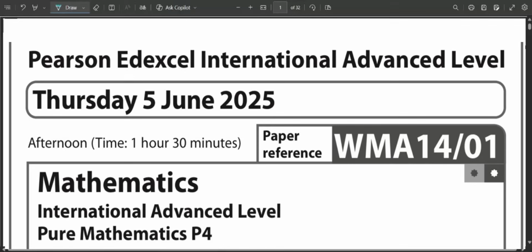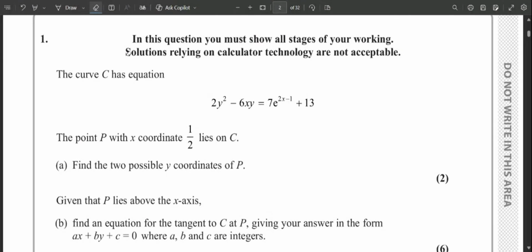Welcome to Exam Essentials. Today we will be discussing the most recent Edexcel A-Level Pure Mathematics-4 question paper. This paper is from May 2025. So this is question number 1.